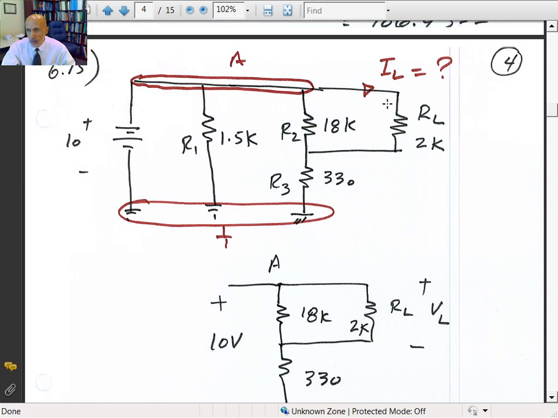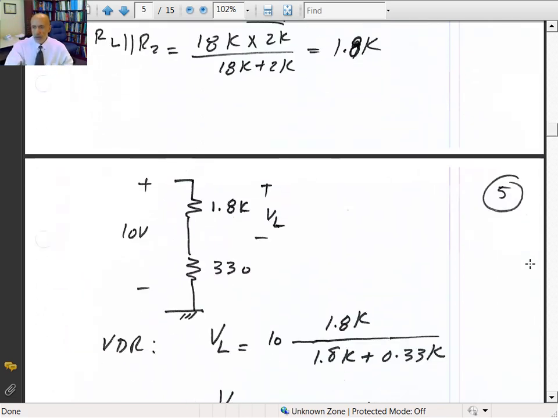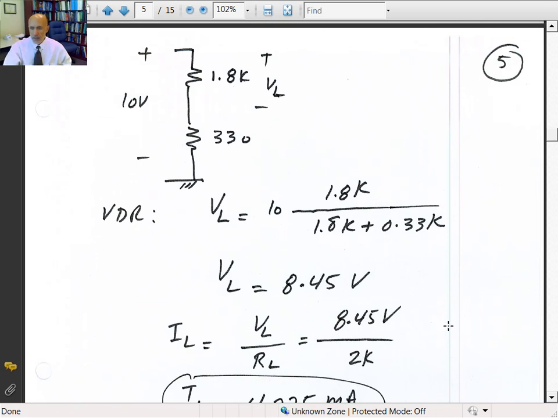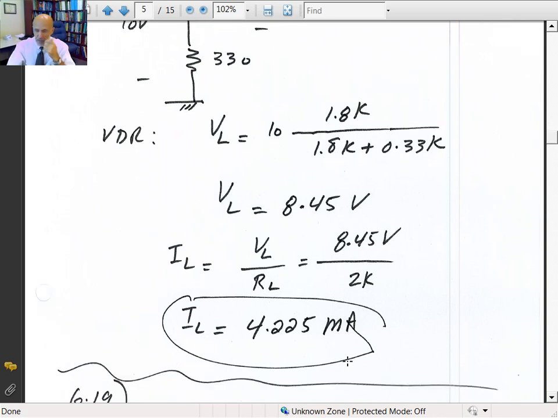Even though we find a parallel combination, you still have some voltage from here to here, which is the voltage across R2, which is the same as the voltage across R of L, and which is the same as the voltage across the parallel combinations. Now we got R of L, which is 2K. We calculate the voltage V sub L. Then you should be able to come out with a current I of L. 8.45 divided by 2K. That gives you 4.225 milliamps.